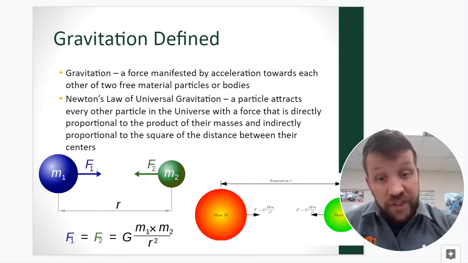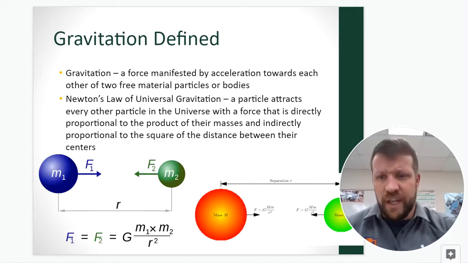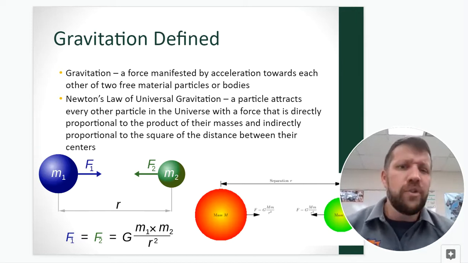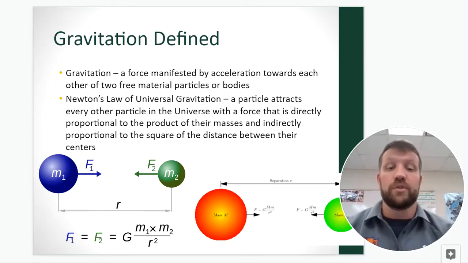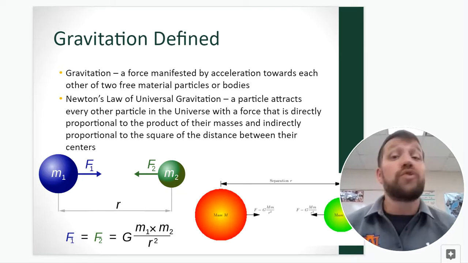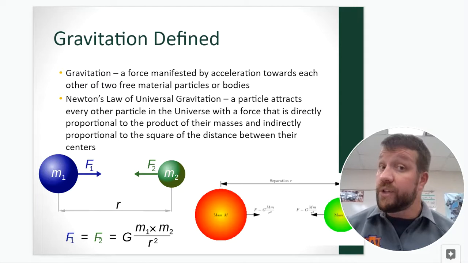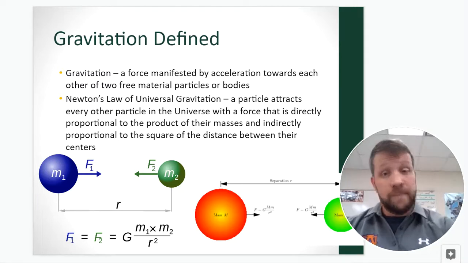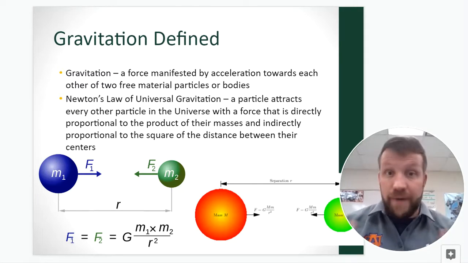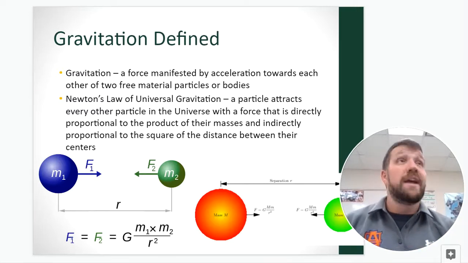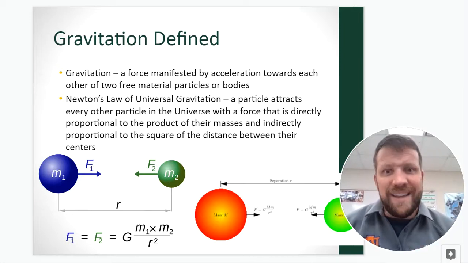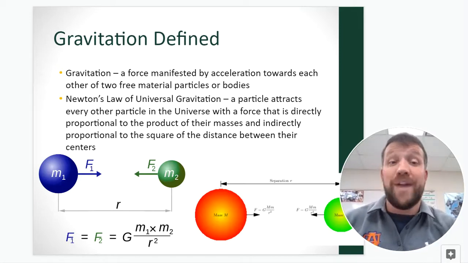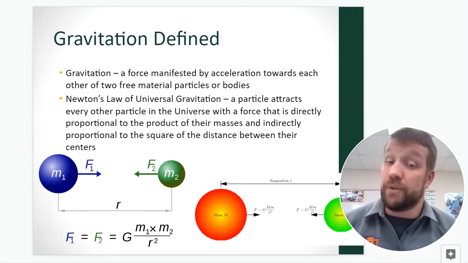Now, to get to our gravitation here, let's take a look at what gravitation actually is and how this is actually going to work, right? So this is a force manifested by acceleration towards each other of two free material particles or bodies. It is gravity. We're going to talk about how it's a little different than the gravity that we've talked about previously, but gravitation really defines masses being attracted to each other. We understand that in the dynamics unit because we've talked about gravity and the weight of objects. Now we're going to talk about objects that instead of being drastically different in size are very similar in size.